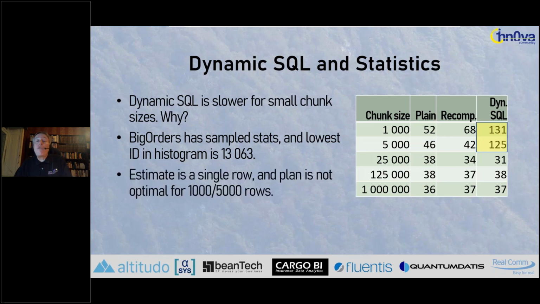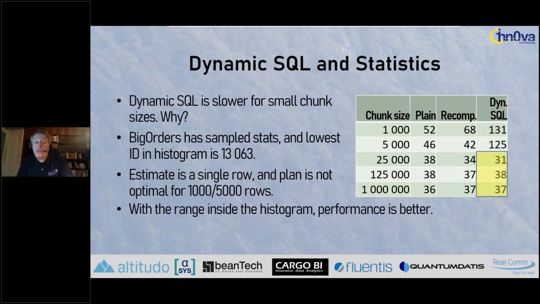This means that for the first chunk for dynamic scale, the entire chunk was outside the histogram. So the optimizer thought, oh, one row, and used the plan for 1 row, which was not good for 1,000 or 5,000 rows. For option recompile, the same thing happened, except it only happened for the first few chunks. Eventually, it got inside the histogram. Once I was within the range of the histogram, the optimizer made a better choice, and I got, in this case, better performance than not doing anything at all. So I did gain a little bit here.